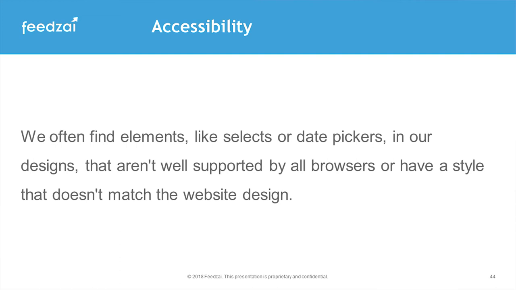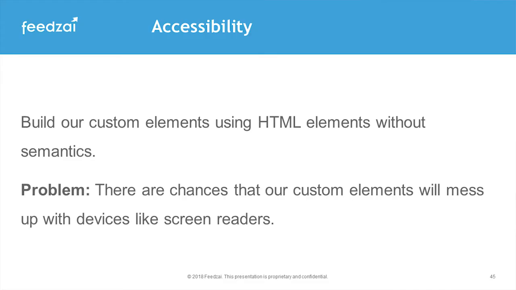or their designs. Basically, they have elements like selects or date pickers that are completely different from the default behavior, or across browsers they don't have the same style. So to make sure that our application is consistent, we probably have to build our own custom elements. And what's the problem with that?